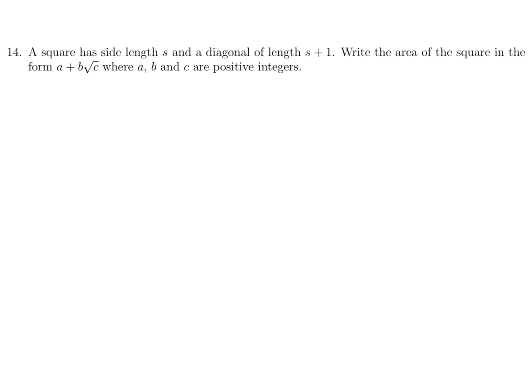A square has side lengths s and a diagonal of length s plus 1. Find the area of the square in the form a plus b root c, where a, b, c are positive integers. This is a square. These are the sides. And this diagonal is s plus 1. So by basic Pythagorean theorem, we have s squared plus s squared is equal to s plus 1 squared.